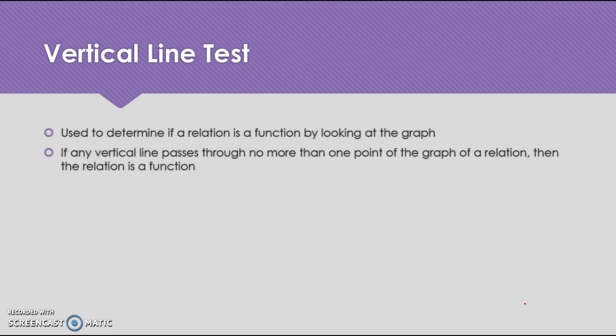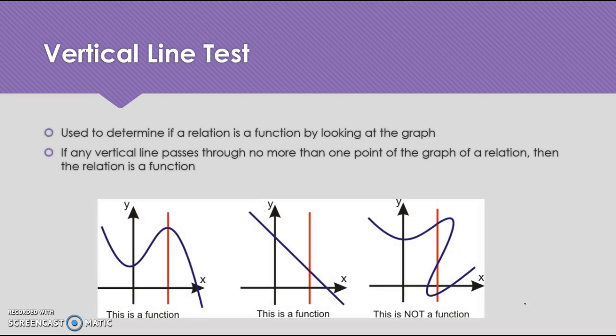A lot of words, but that means that it can only touch your graph one time when you take a vertical line and you move it across your graph. So for example, these red lines are a vertical line test. The one on the left, if you move it from left to right, it's only going to touch it one time. It'll touch it at different places on the line, but it'll still only touch it one time. So it is a function.